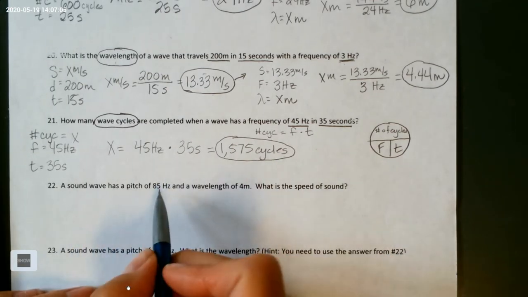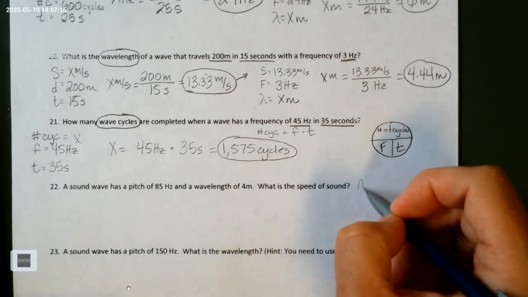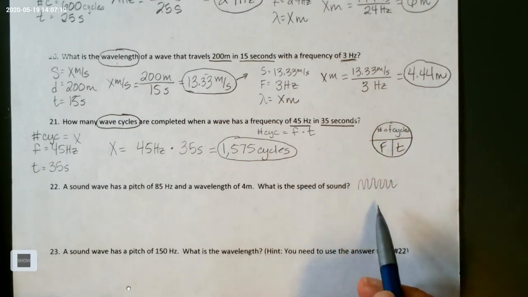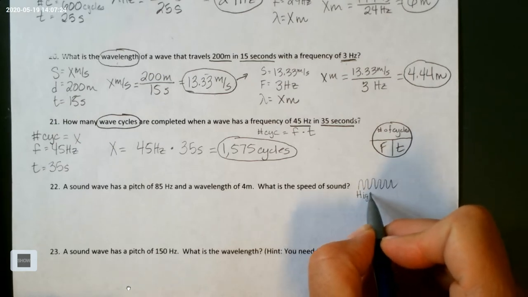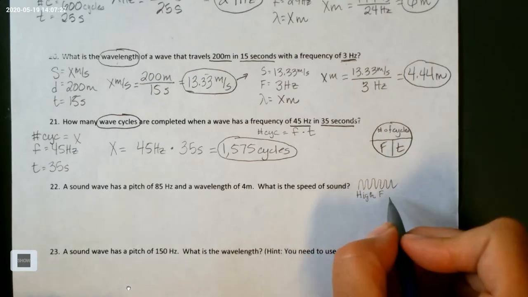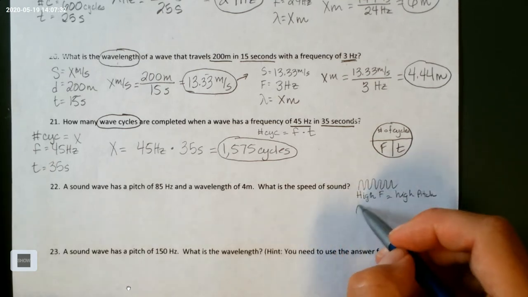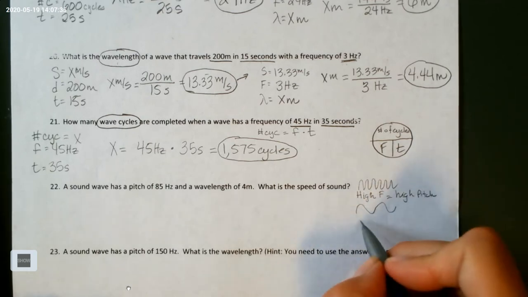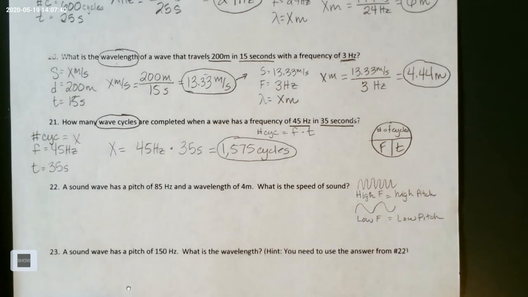A sound wave has a pitch of 85 hertz. So it's frequency. Remember, frequency and pitch are related. We talked about this in the sound wave and the videos you had to watch. So when a sound wave has a higher frequency, it's going to have a higher pitch. So high F equals high pitch. And then on the opposite side, a lower frequency equals a lower pitch. Okay, so we've got to think about that when we're talking about frequency and pitch too.